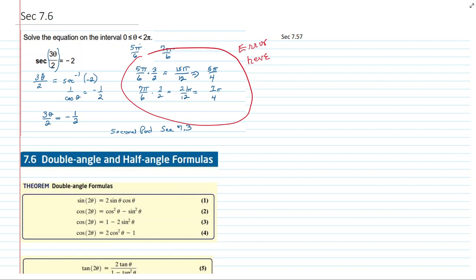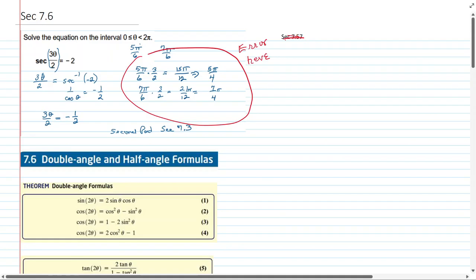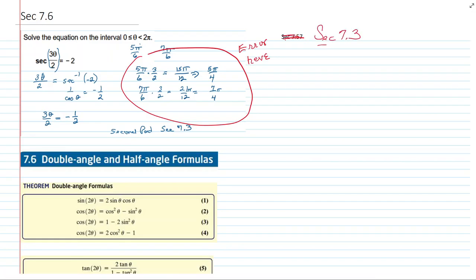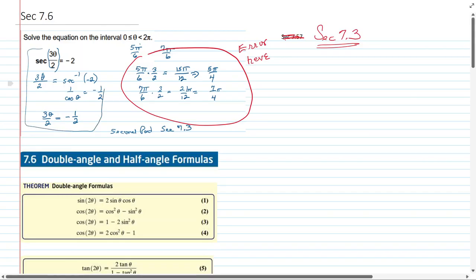Hello class, I am starting today's lesson by correcting an error that I made in section 7.3. I noticed it as I was teaching and didn't go back, and I think I got wrapped up in everything else. This was in solving equations for secant.